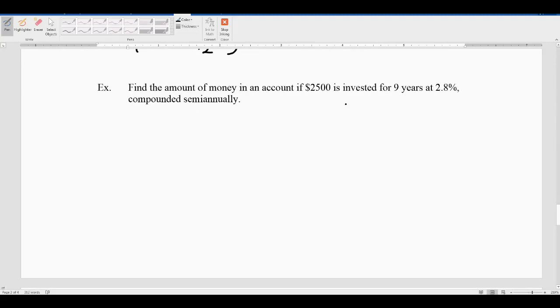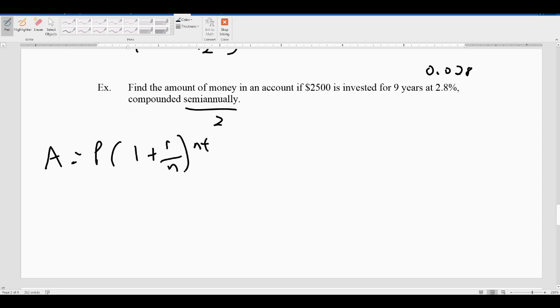Now, same type of example. 2.8% is 0.028. Semi-annually is twice a year. So let's take our formula. You may have a different variation of the formula in your book, whichever book you may be using. This is by far the best one though. P is 2,500, because we're asked to find the total amount of money in the account if you invest 2,500. So that's why I put the 2,500 as P. R is 0.028. N is 2.